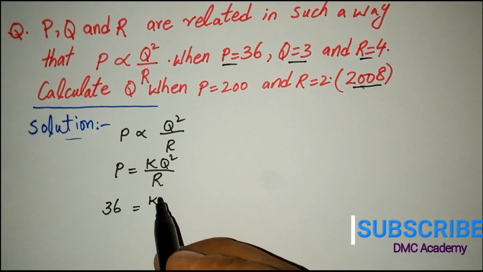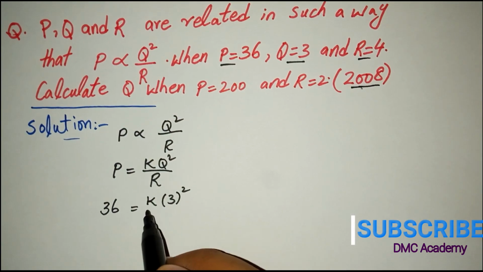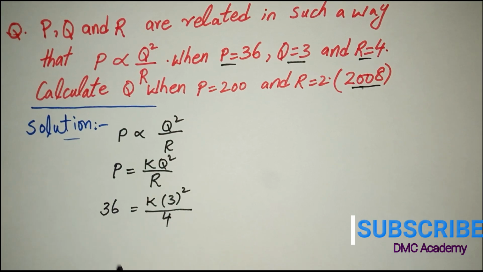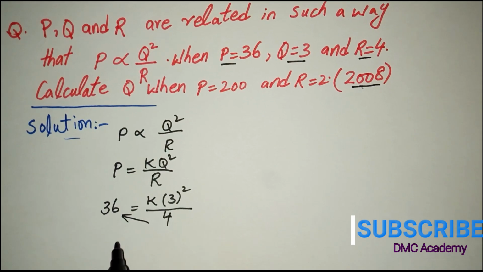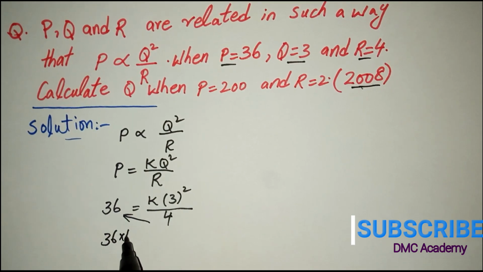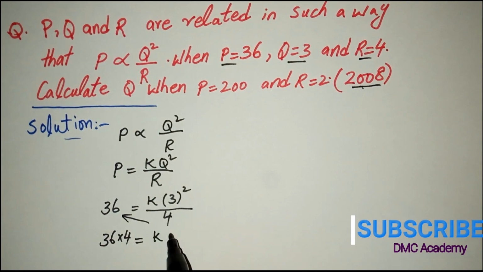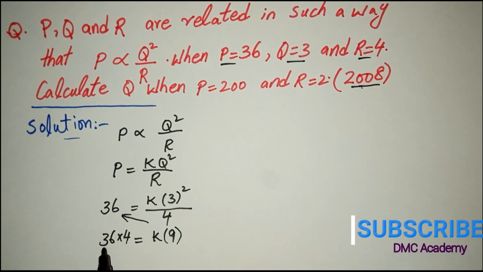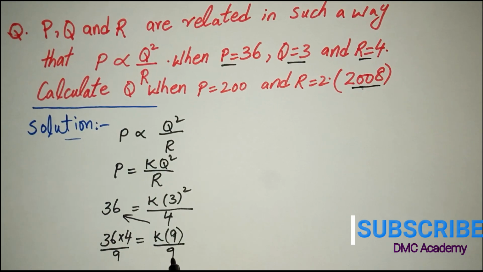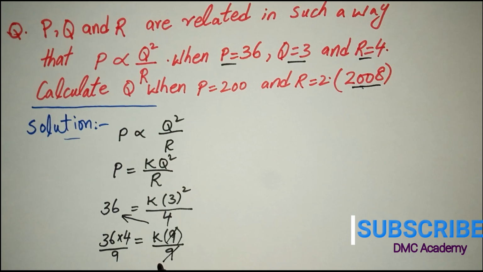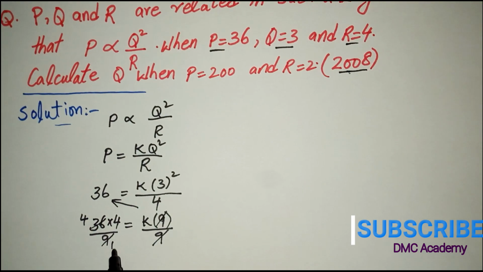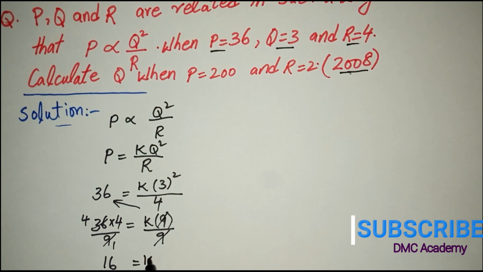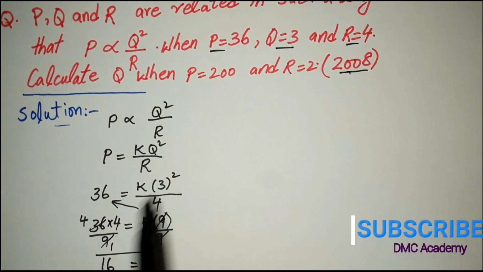P is 36, Q is 3 and R is 4. So 4 will multiply with 36, equals k times 3 square, which is 9. So let us divide by 9 on both sides. 9 cancels 9, 9 into itself 1, 9 into 36 is 4 times. So 4 times 4 will be 16, equals k.